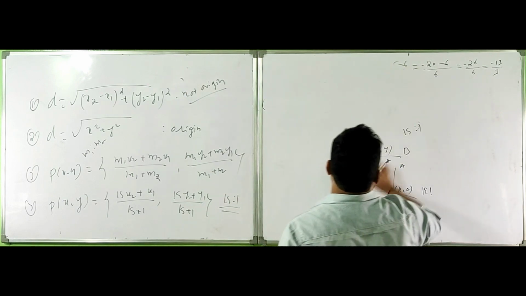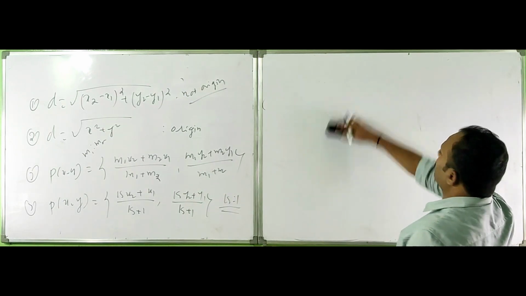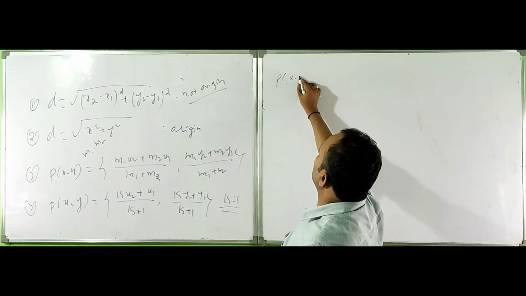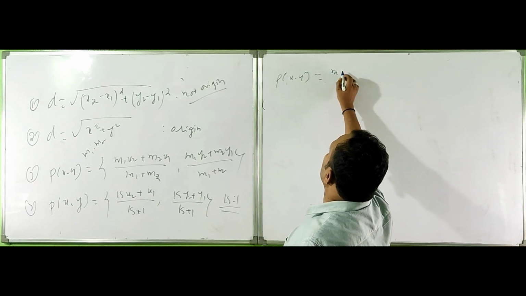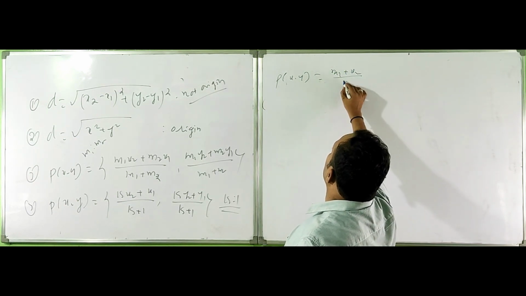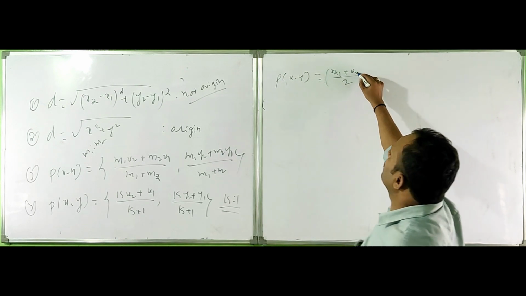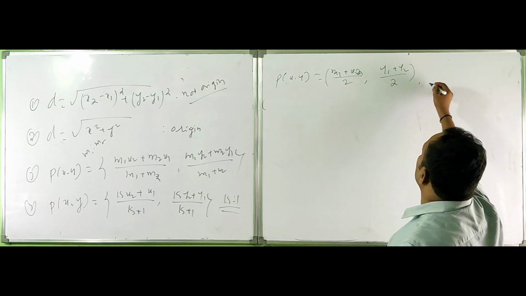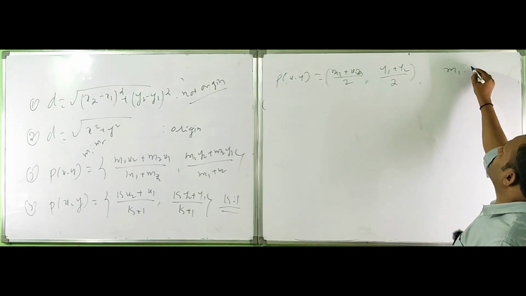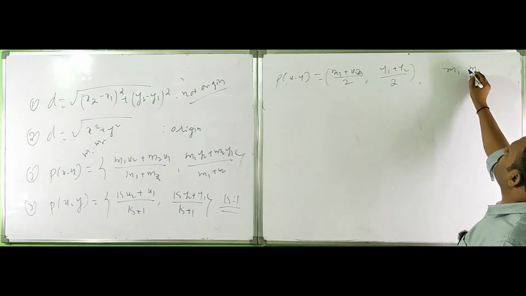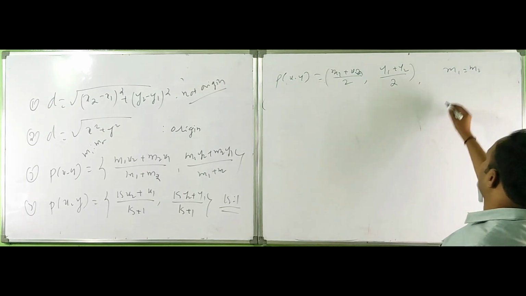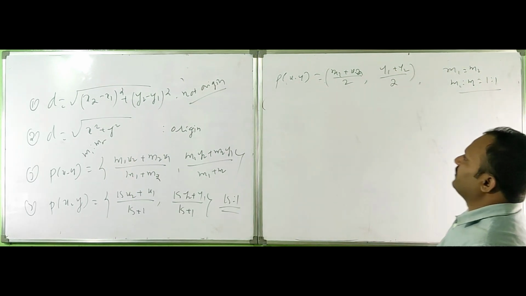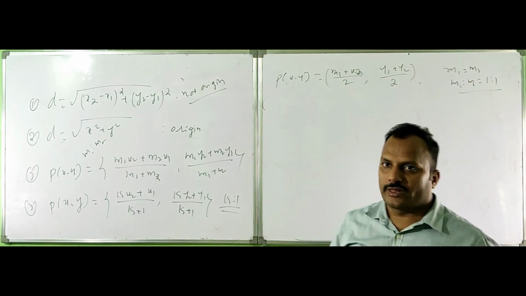Or the midpoint formula? Okay. Midpoint formula is P of X, Y is equal to (X1 plus X2) divided by 2 and (Y1 plus Y2) divided by 2, for M1 is to M2. Okay, M1 is equal to M2, or M1 is to M2 is equal to 1 is to 1. Midpoint formula.